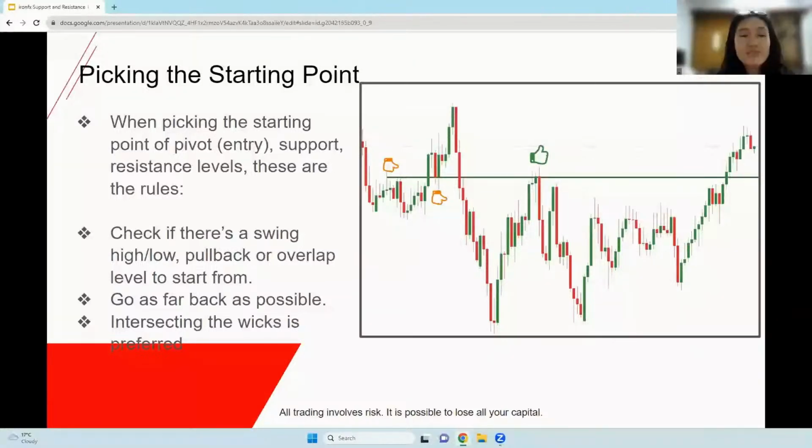Next, we want to go as far back as possible. As you saw in the previous slide, I did mention we want to try and pull it back as far as possible without intersecting too many bodies of the candlesticks. So we want to avoid cutting the thick part of the candlestick and just the wick. Just the little sticks on top of the candles, those are perfectly fine.